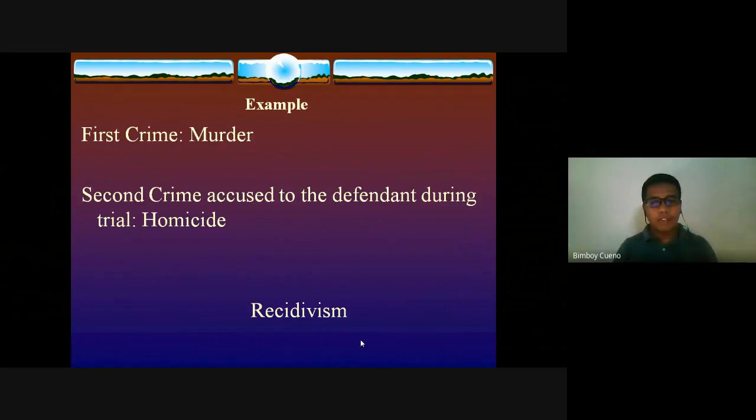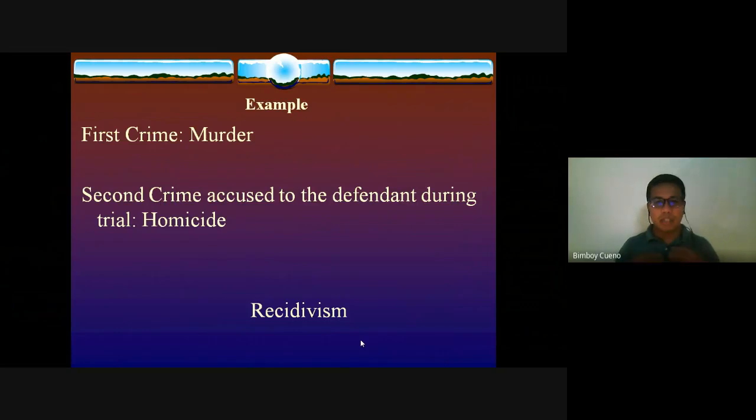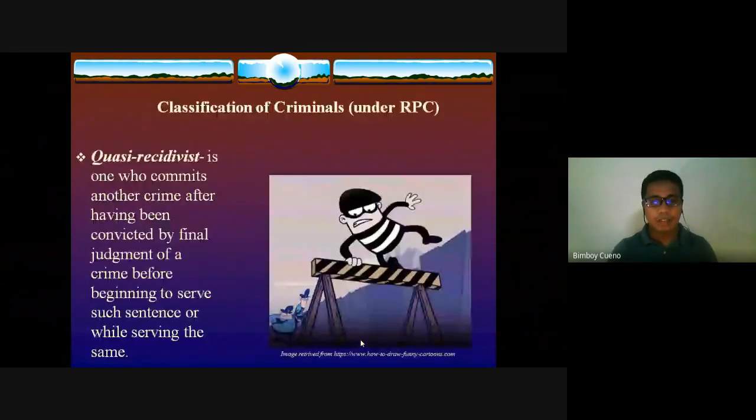For example, if the first crime was murder, the person got out from prison, and committed homicide as the second crime, the person shall be considered a recidivist. He will qualify for recidivism because, comparing murder and homicide as far as title is concerned, these two crimes belong to one title, Crimes Against Persons. But in example number 2, the first crime committed is murder, but the second crime committed is robbery. Murder is a crime against person, while robbery is a crime against property. In this case, the person shall not be considered a recidivist.